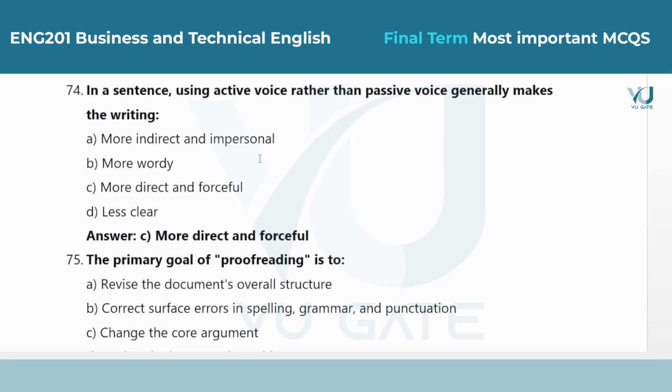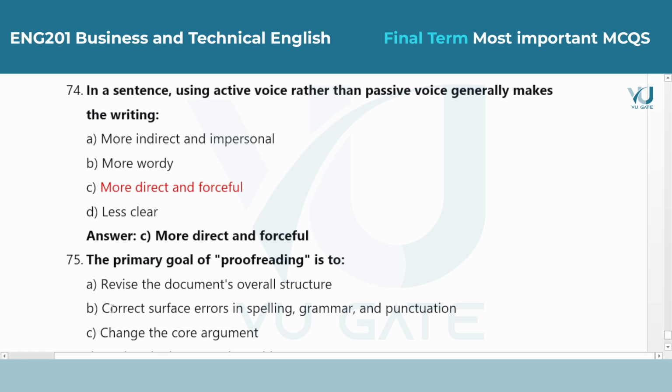74. Question. In a sentence, using active voice rather than passive voice generally makes the writing. Answer. C. More direct and forceful. Concept. Active voice clearly identifies the doer of the action, creating more energetic and professional business prose.